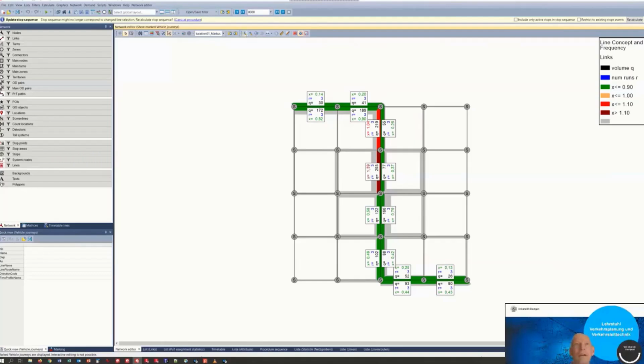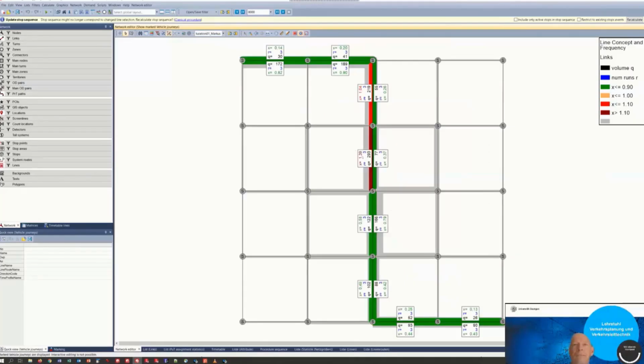Maybe a little bit larger, you see it better. So here you see I'm oversaturated. So I either need to create an additional line, or I need to increase the service frequency. So this is one first result.